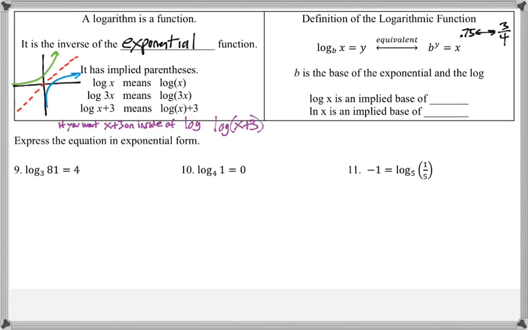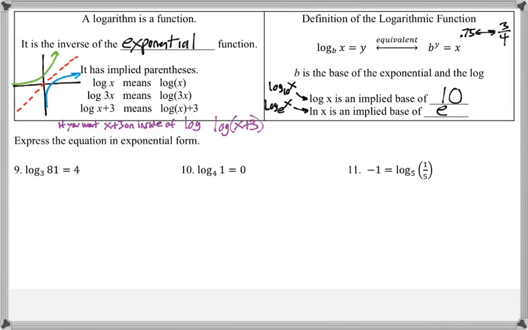Two other things before we get to the problems. Log of x, if you don't see any number here for the base, has an implied base of 10. And ln, which we've also been working with, has an implied base of e. So log of x is really the same thing as log base 10 of x, and ln is log base e of x. Those are some more notations.